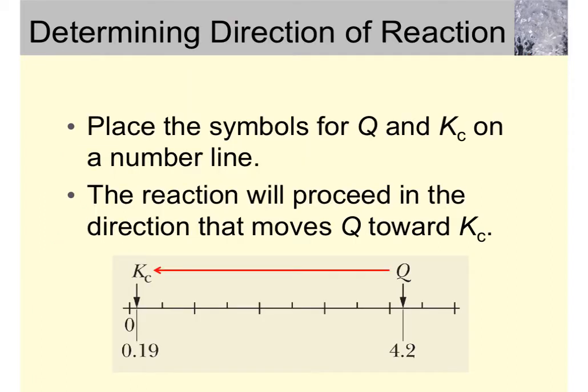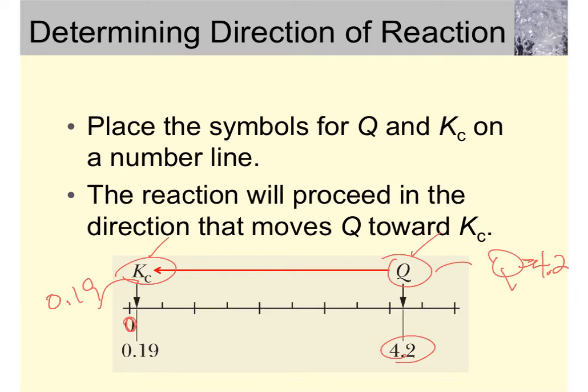An easy little trick that somebody taught me years ago, and I just think it's really handy to help you remember how to predict the direction a reaction will shift to reach equilibrium, is if you make yourself a number line and place Q and K on the number line. Just like any number line, the smaller numbers are on the left, the larger numbers are on the right, and put Q and K on the number line where their values are. So in this case, let's say Q is 4.2 and K is 0.19.